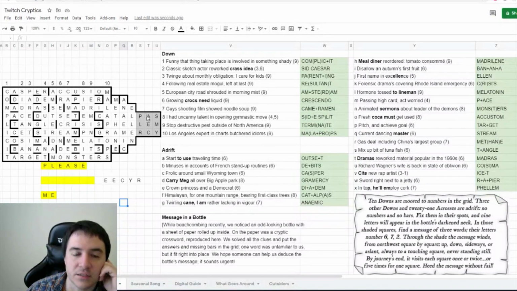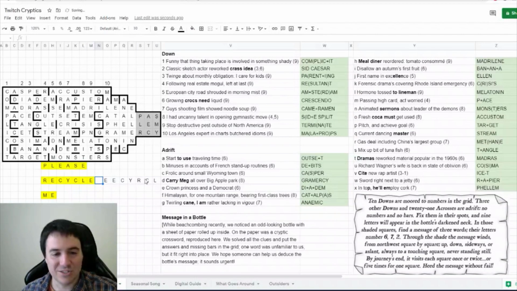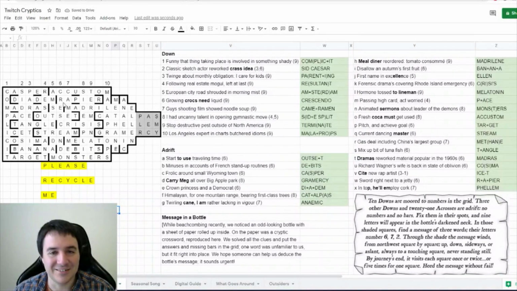Oh, I think I see it. We're going to use another C as well as the L one more time. So yeah, I'm pretty sure that the final solution is please recycle me, which is fitting for this bottle.